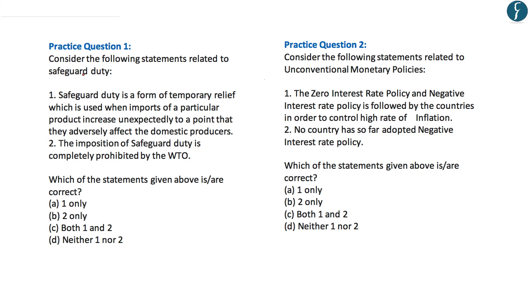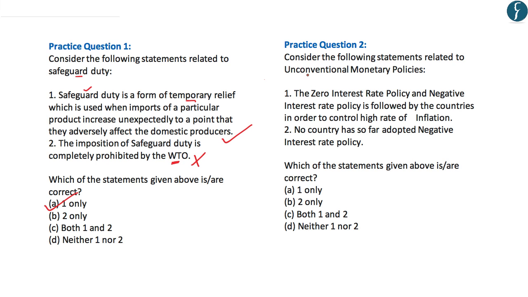The first question is related to the safeguard duty. The first statement, safeguard duty is a form of temporary relief which is used when imports of a particular product increase unexpectedly to a point that they adversely affect the domestic producers. This is a correct statement. Second, the imposition of safeguard duty is completely prohibited by the WTO. This is incorrect. As we had discussed, WTO also allows the safeguard duty because it is temporary in nature and is required to save the domestic industries. Hence, the right answer is A, 1 only.